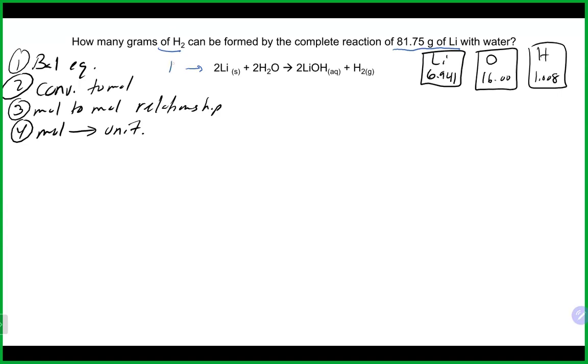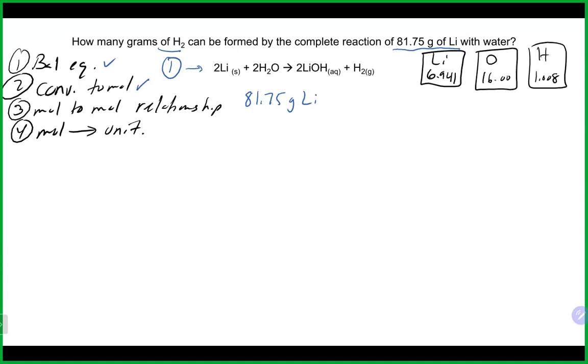So step number 1 here is already done, as we did it in the previous problem. The only piece of information given to us is 81.75 grams of lithium. I'm going to now go to step number 2. Do I need to do step number 2 in this case? Step number 2 is convert whatever they gave me into moles, which means yes, I do.